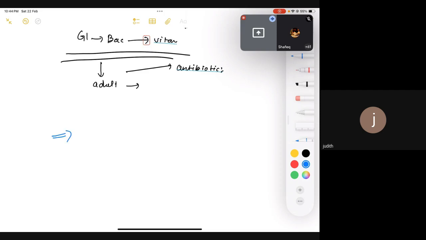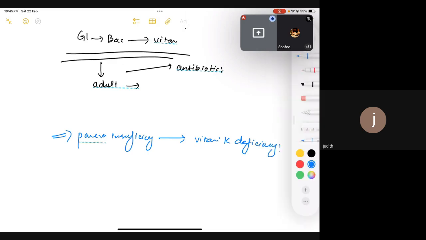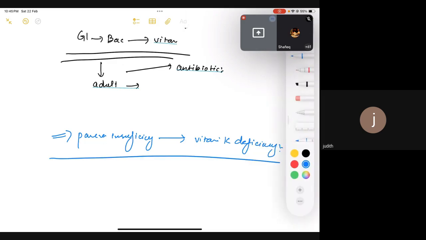Another thing we discussed, fat soluble vitamins, as the doctor just told us. Let me write that down as well. Pancreatic insufficiency can also lead to vitamin K deficiency. Is that right? Yes, sir. Yes, doc.